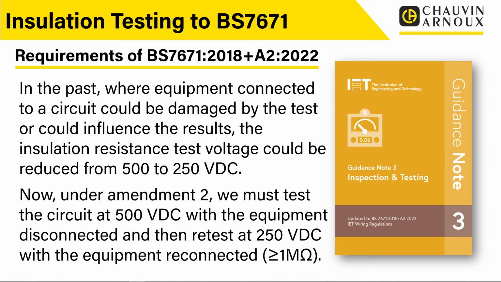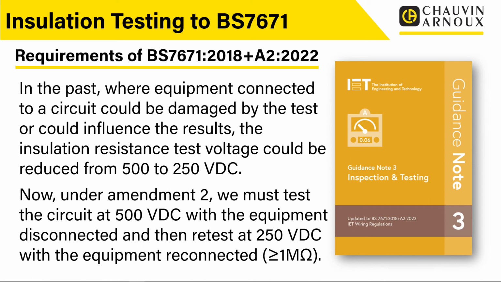So just be aware of that, because sometimes people believe that because it was a 250 volt test, it only had to be 500,000 ohms, 0.5, whereas actually it always had to be 1, whether it was 500 or 250. The difference now is that we have to test at 500 with the equipment disconnected, and then 250 once the equipment's been reconnected. So there's a difference there. Disconnect the equipment, 500 volts; connect the equipment, 250.